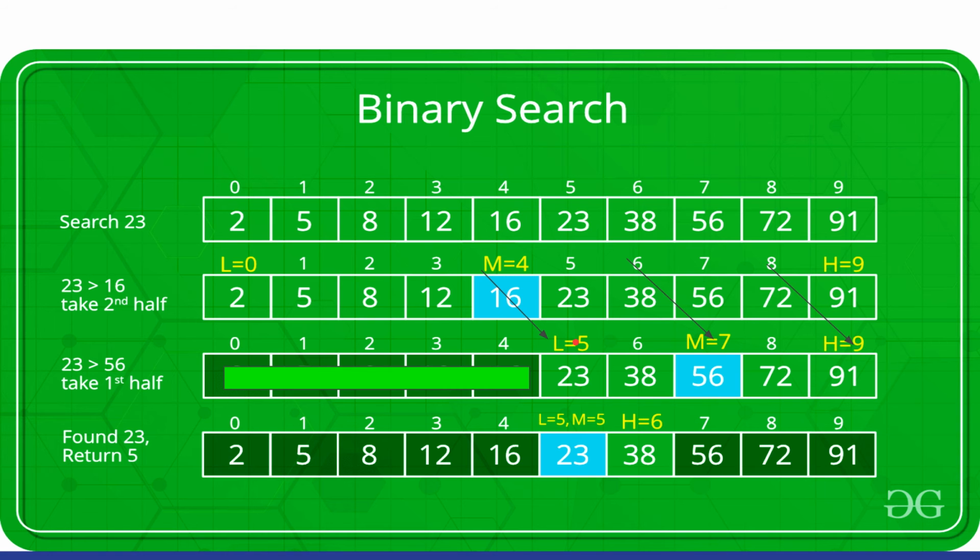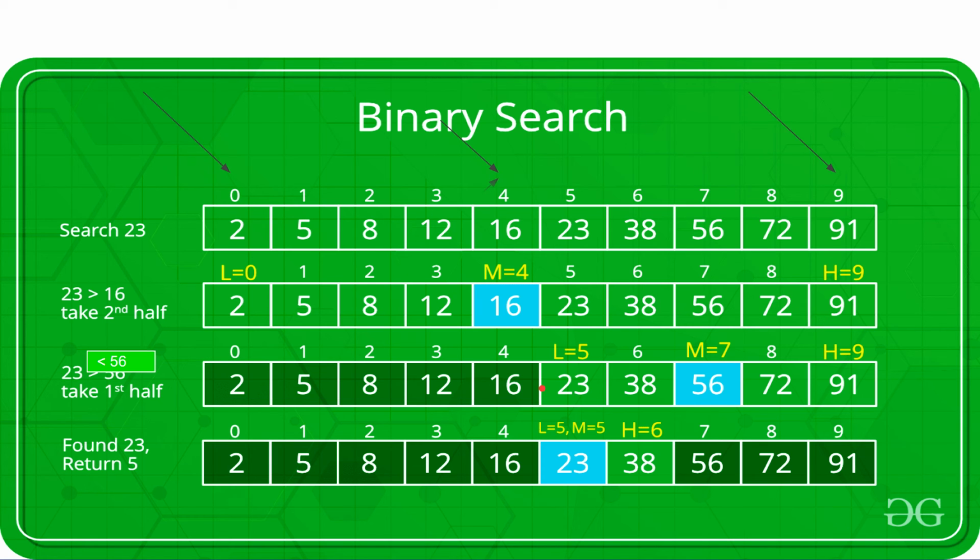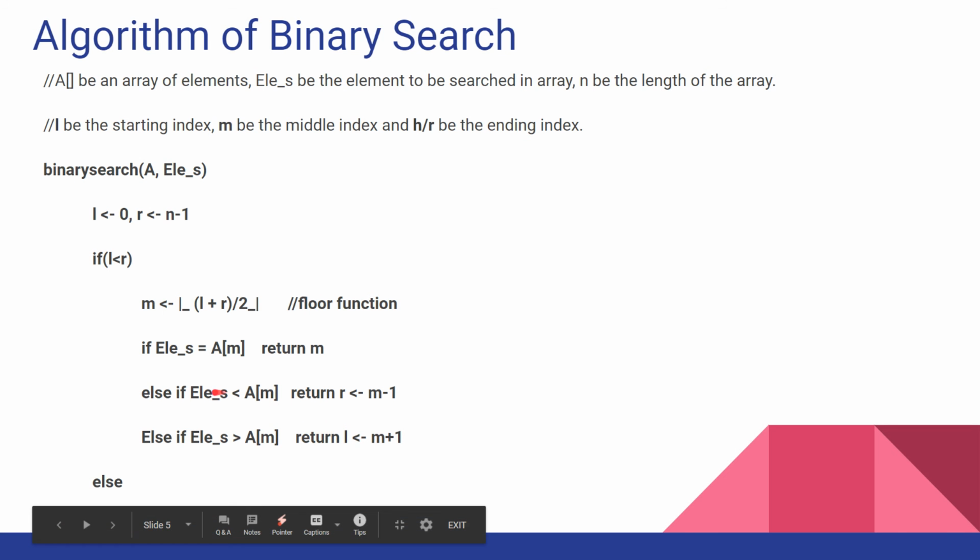Again 5 is less than 9, that is L is less than R, so again go into the first if loop, and in it we have to find the value of M. So 9 plus 5 is 14, by 2 is 7, and floor of 7 is 7. The value at the seventh index is 56, and the element we have to search is 23. Actually, the sign here is wrong. The sign should be 23 less than 56, because 23 is never greater than 56. So as you can see here, 23 is less than 56.